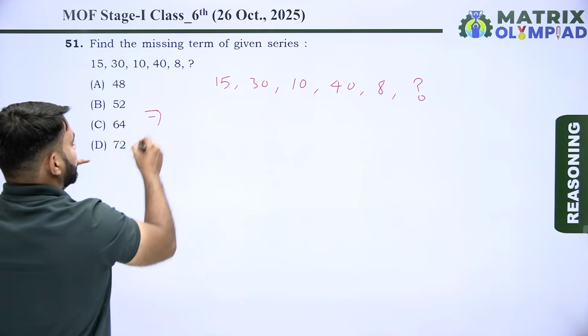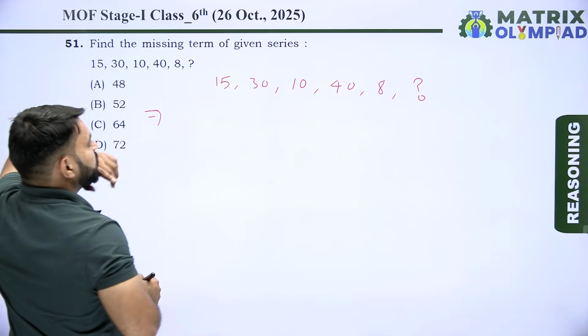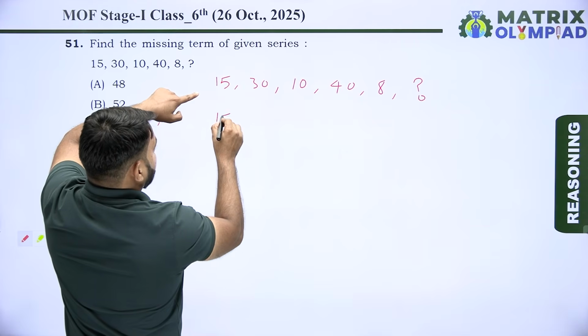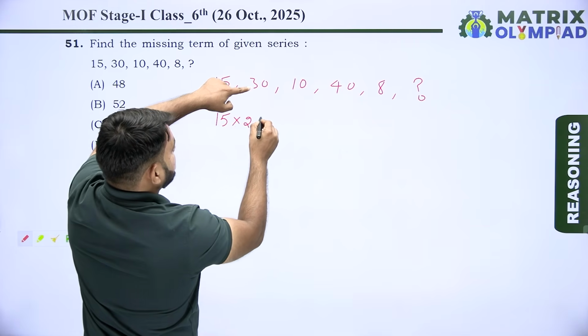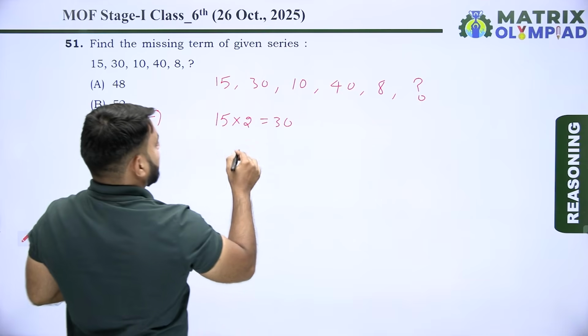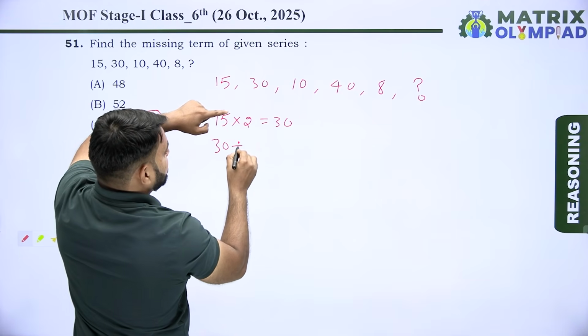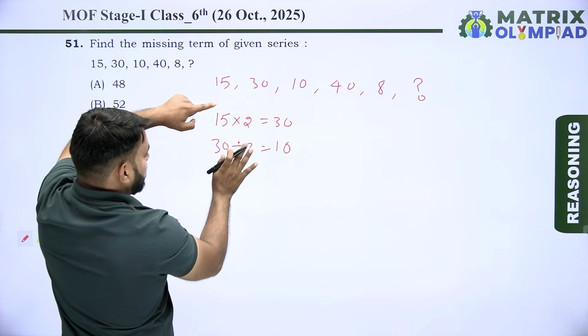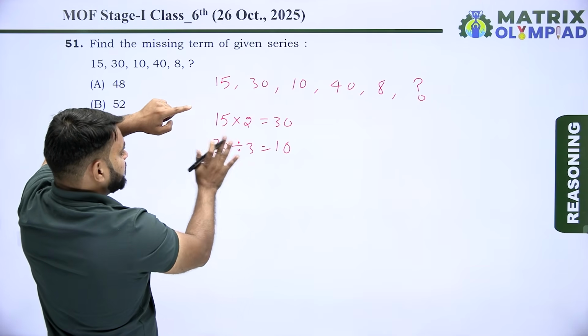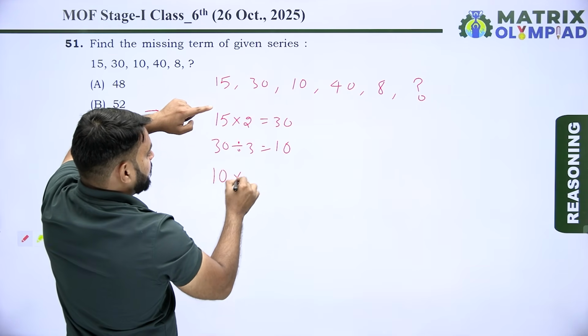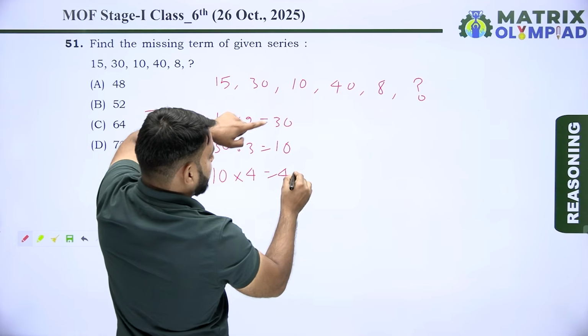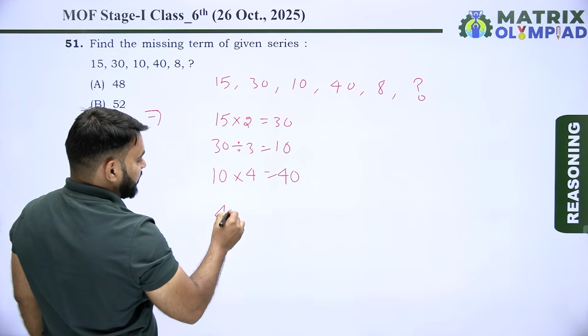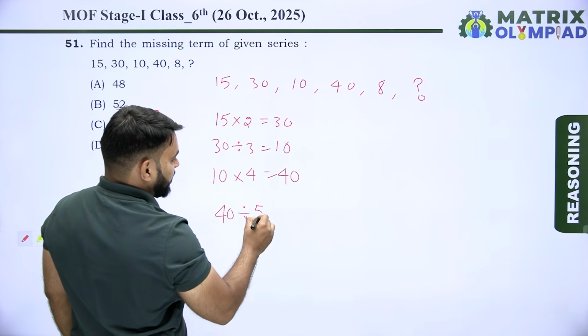So first find the pattern of the given series. The pattern of the series is 15 multiply by 2, it means 30. Now 30 divided by 3, it means 10. Now 10 multiply by 4, it means 40. Now 40 divided by 5, it means 8.